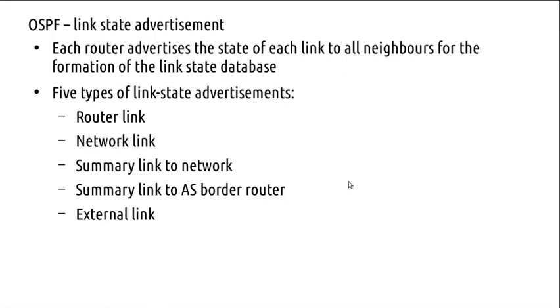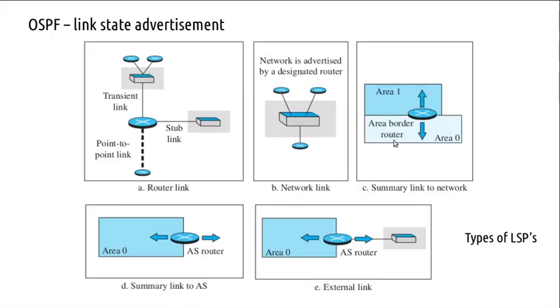Link state packets are advertised in different types. You can advertise as a router, as a network. You can advertise it as a summary link, and also a summary link to the AS border router. Summary link to the network means the area border router is advertising this to other routers. This is router advertisement, network advertisement. Then area border advertisements, then other autonomous systems and external links.